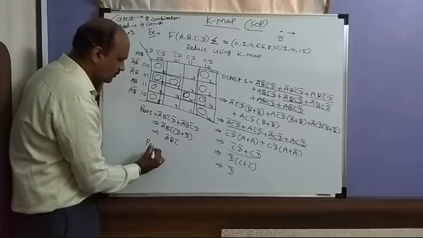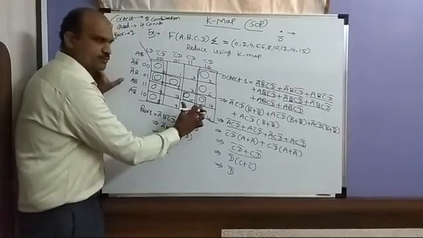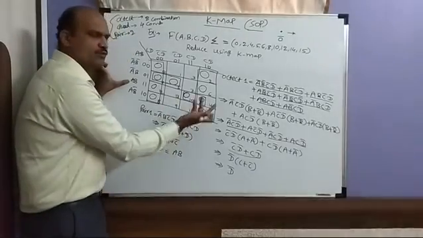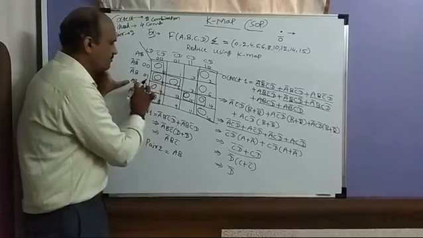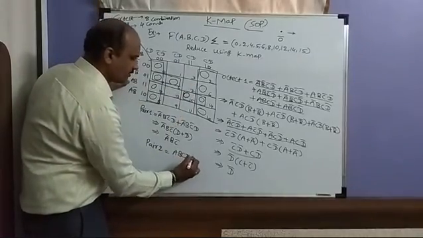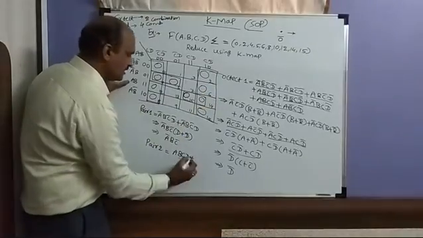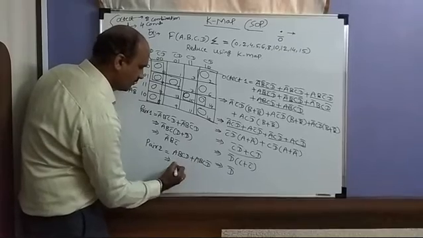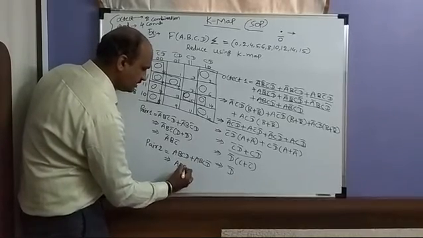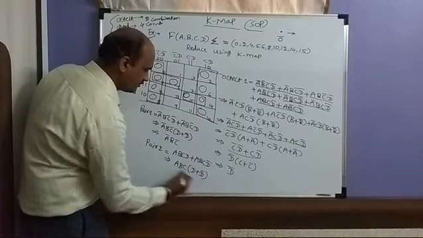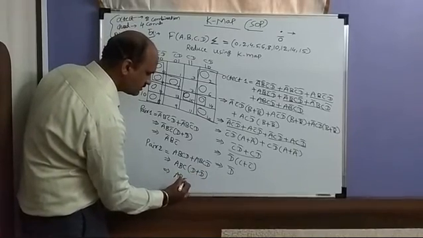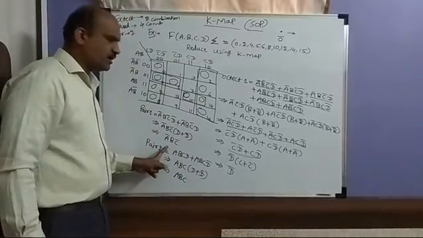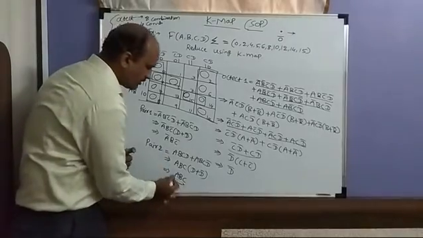Then pair 2 is these two. First we will take this one, A, B. You can take 14, 15, anything, no problem. So A, B, C, D plus this one, A, B, C, D bar. Again, A is common, B is common, C is common. Remained is D plus D bar. So we got A, B, C. For the octet we got D bar, for pair 1 we got A bar, B, C bar, and for pair 2 we got A, B, C.